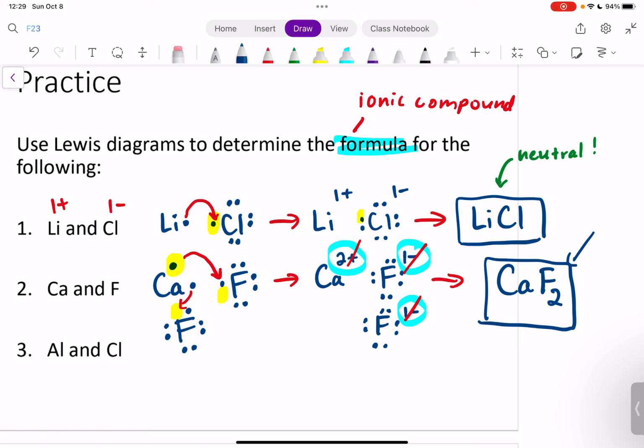Okay? What if you only had 1 fluorine? Say you didn't have this fluorine. Just pretend. Would these charges cancel out? No. And the compound wouldn't be neutral, okay?